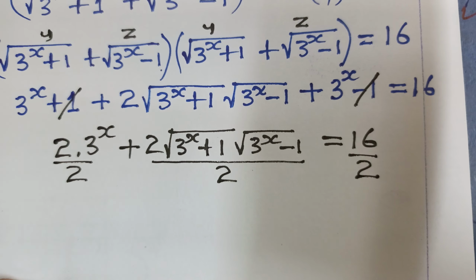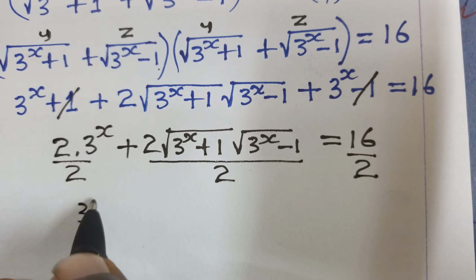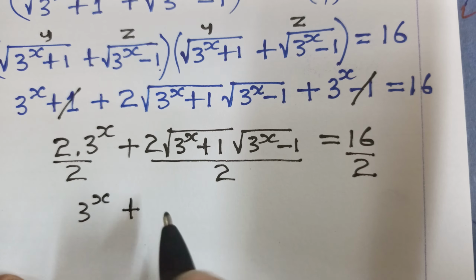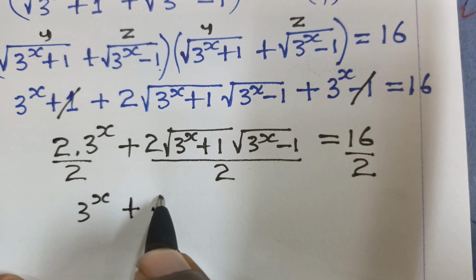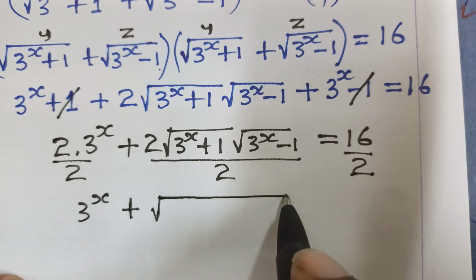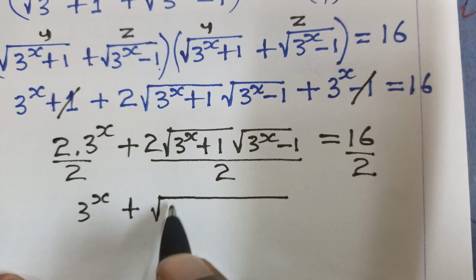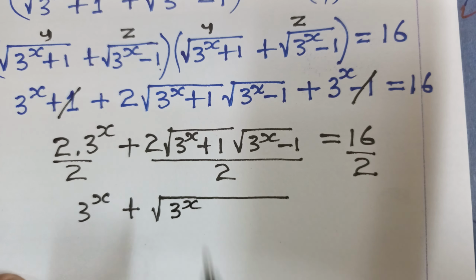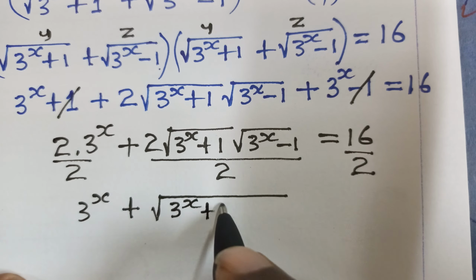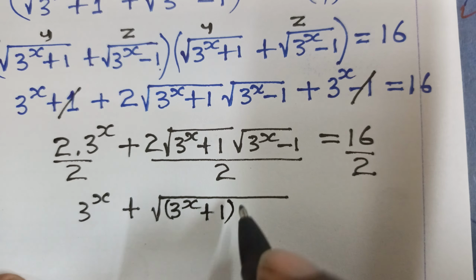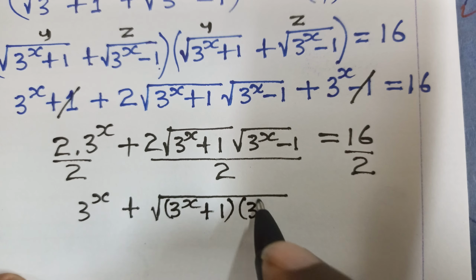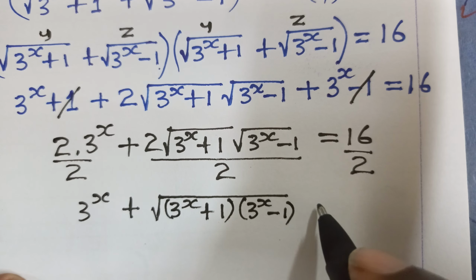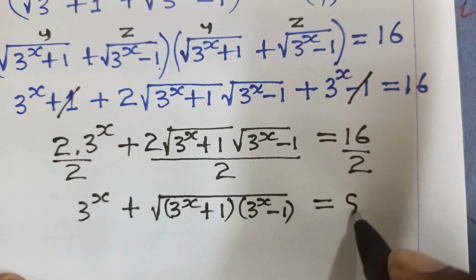And so we shall have 3^x plus the square root, which we extend so that it takes care of all of them, of 3^x plus 1 times 3^x minus 1, and close the bracket. This now comes to 8.